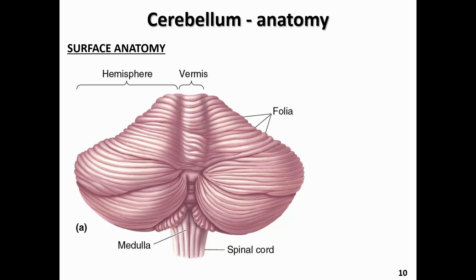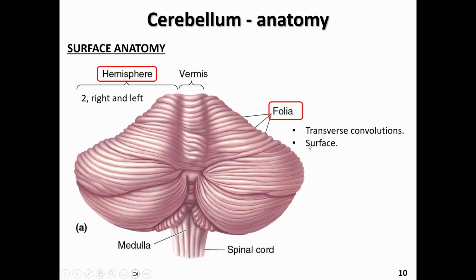When we take a look at the surface anatomy of the cerebellum, there are some unique features that are quite similar to the hemispheres of the brain, and there are some certainly unique differences as well. We see the cerebellum is organized into a right and left hemisphere, as we saw with the cerebrum. What is unique with the cerebellum is that it contains these folia, these folds, if you will, that give the cerebellum a unique texture and appearance. The folia are these transverse convolutions, and they appear on the surface.